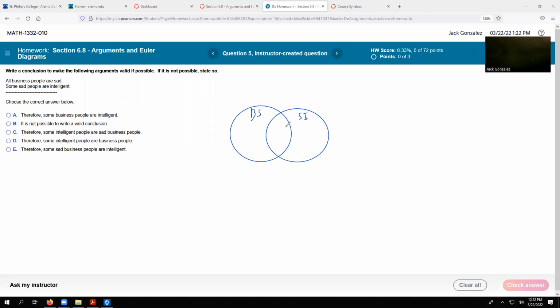Could you be both? Yes. Yeah. So this drawing's okay, right? So there is an intersection. What would be the intersection? That they're sad. Or sad here, but intelligent. So there'd be business people that are sad and intelligent, right? Okay. All right, so now let's go through these arguments.